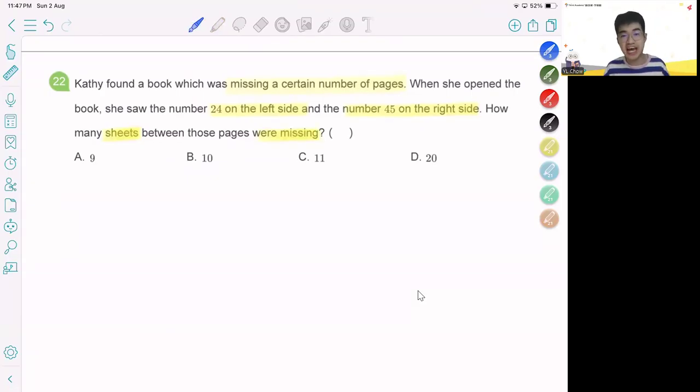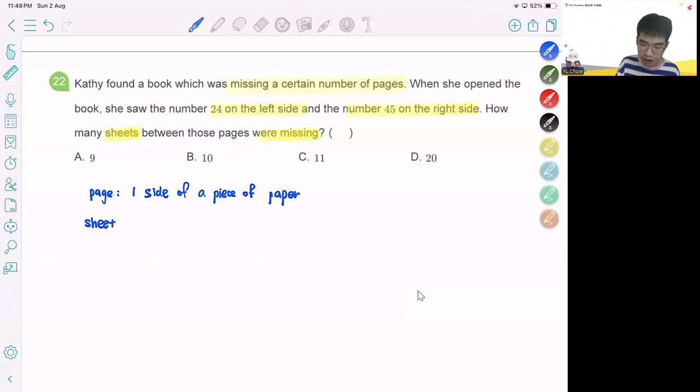So sheets and pages, these are two concepts that we need to clarify. A page is simply one side of a piece of paper. A page is one side of a piece of paper. Whereas if I have the front and back, a whole piece of paper, that one I will call a sheet or a piece, which contains two sides. In other words, two pages.